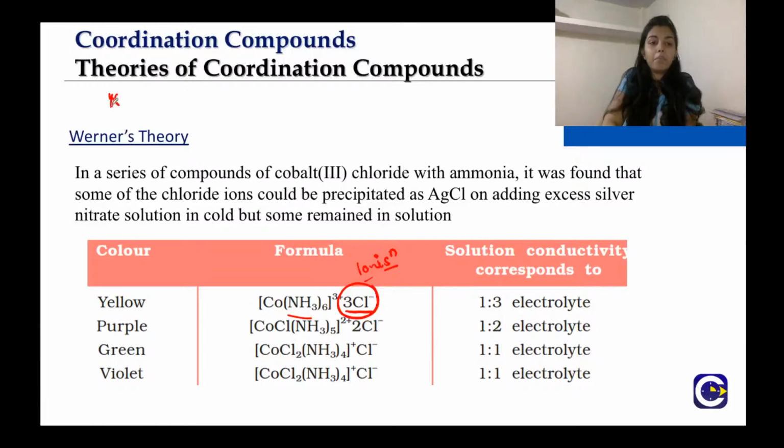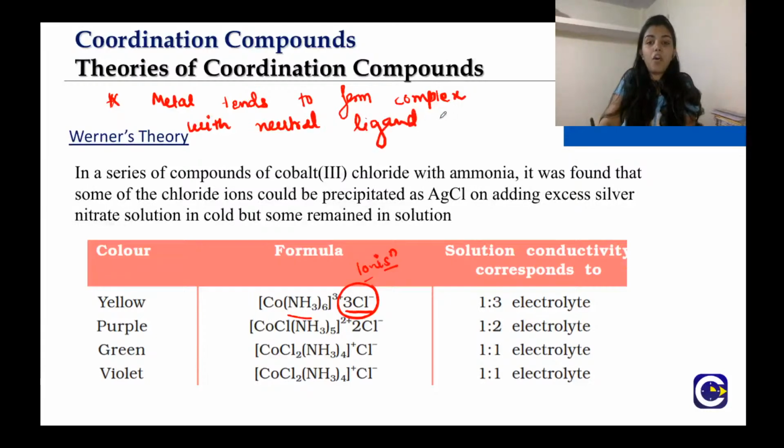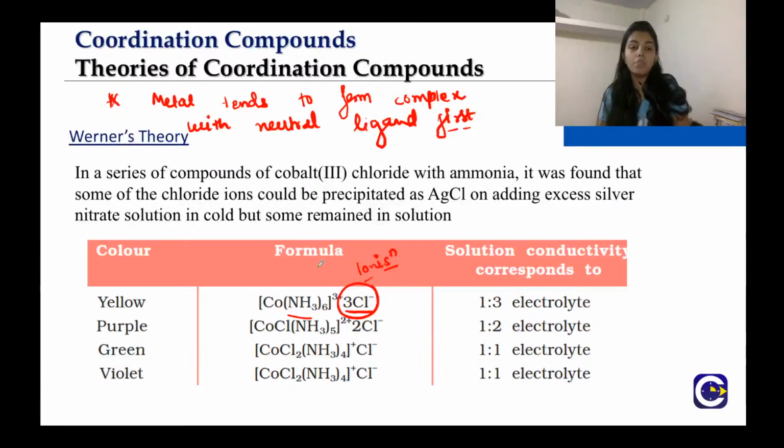So one thing you can keep in mind is that generally a metal tends to form complexes with neutral ligands first, and then it forms complexes with ionic ligands. Amongst ammonia and chloride, ammonia is the neutral ligand, so cobalt will form bonds with ammonia first, right? So here ammonia is present as a ligand and Cl- is in the ionizing sphere.